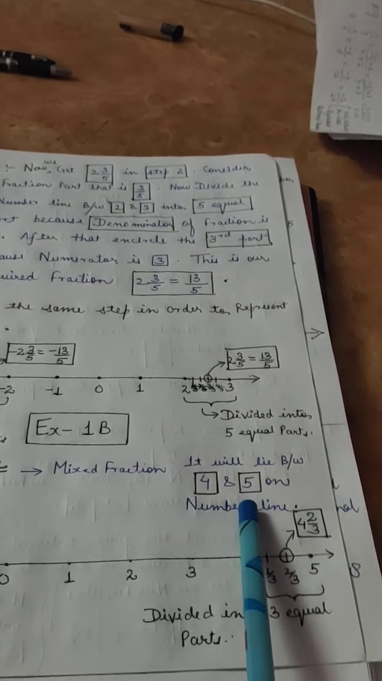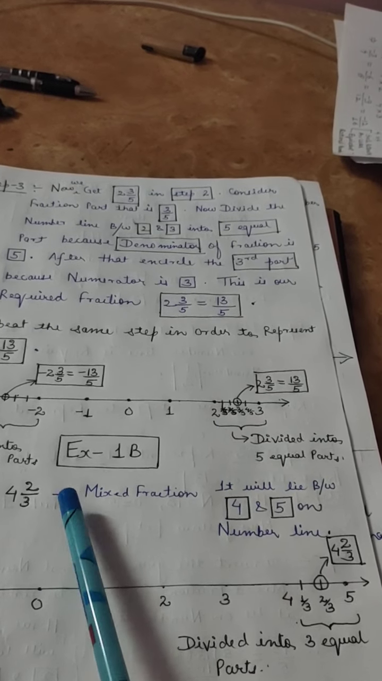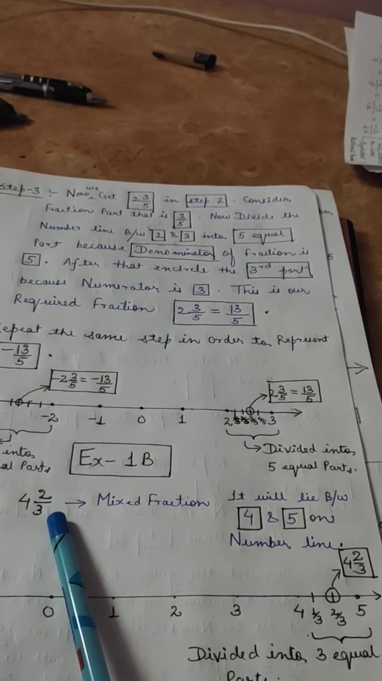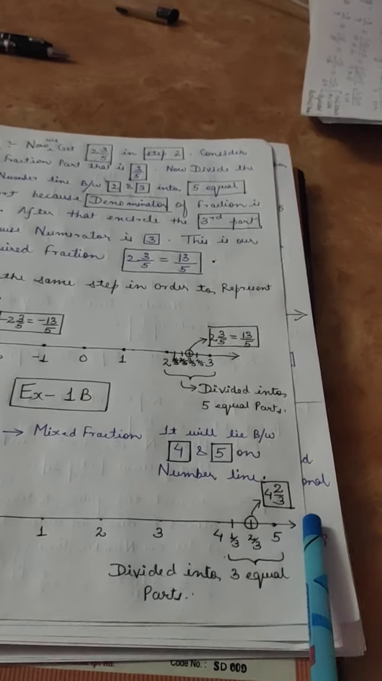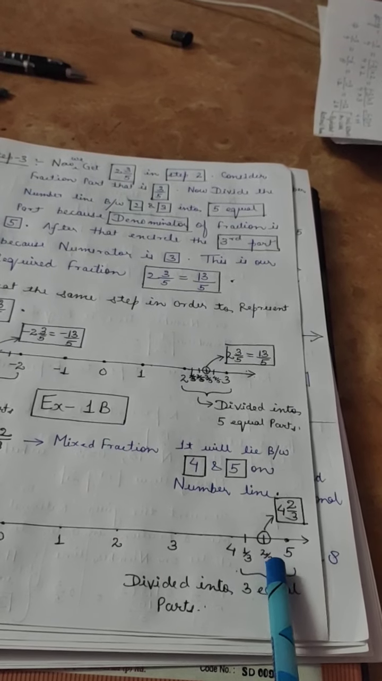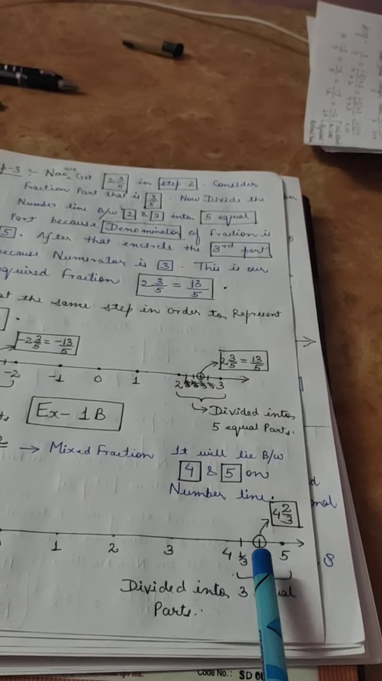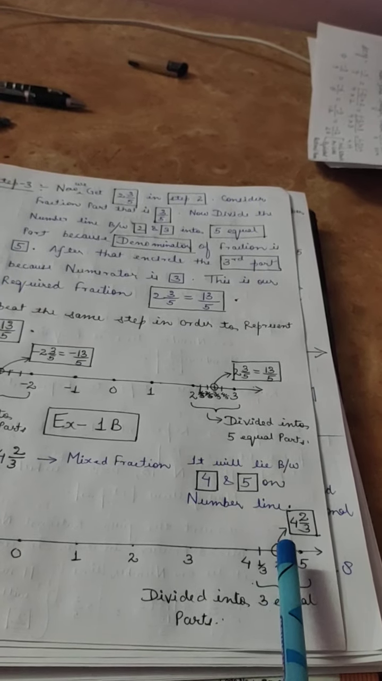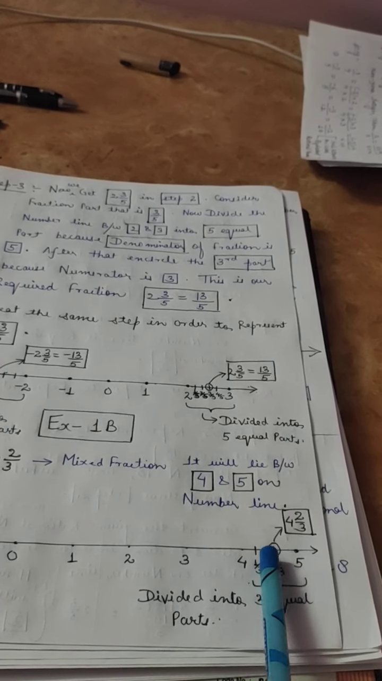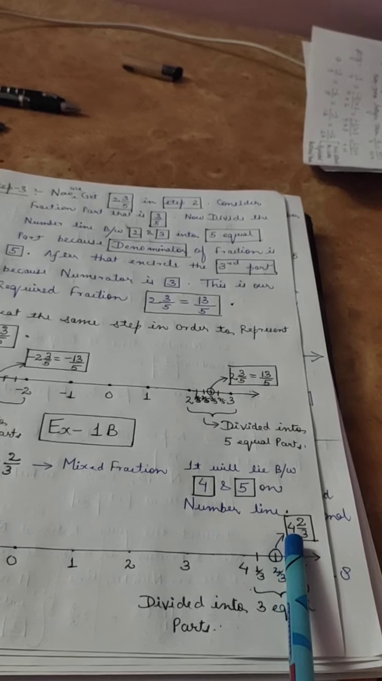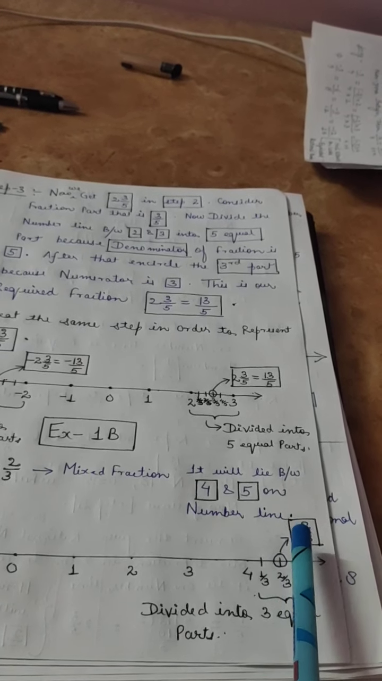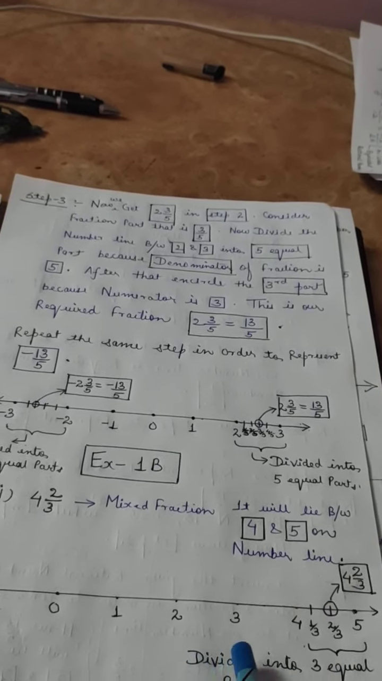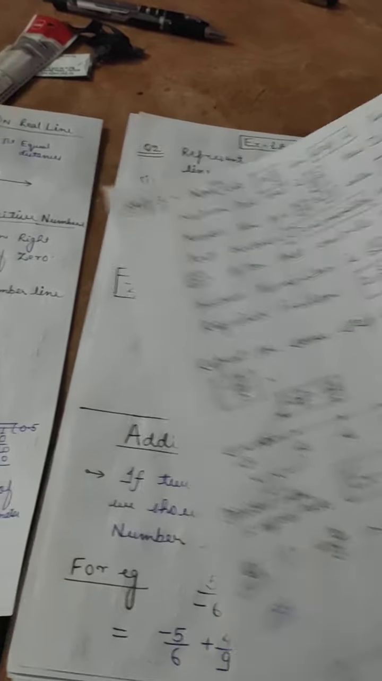So clearly we have identified where this number is lying. Now come to the fraction part. Check the denominator. The denominator is 3. Then we have to divide the space between 4 and 5 into 3 equal parts, first, second and third. And now come to the numerator. What is the numerator? The numerator is 2. So encircle the second part. This second part will be your required mixed fraction. Hence this is your required answer.